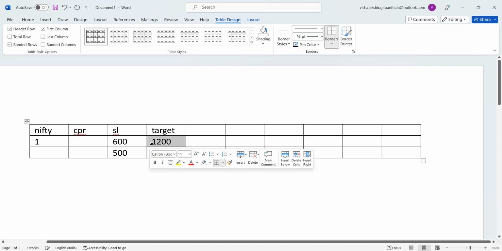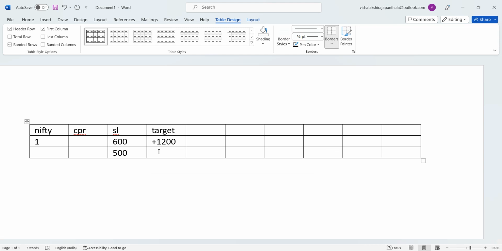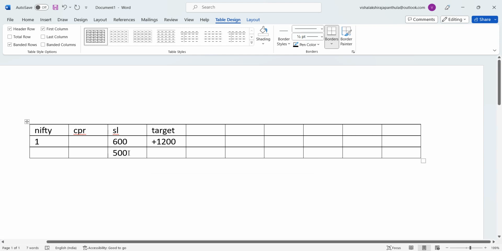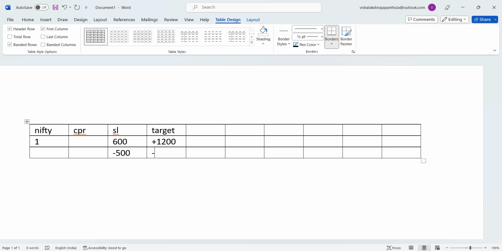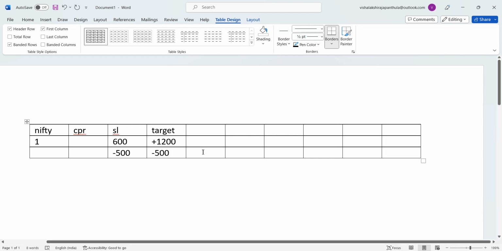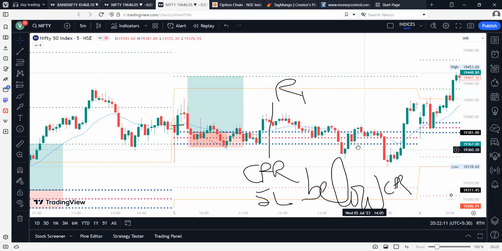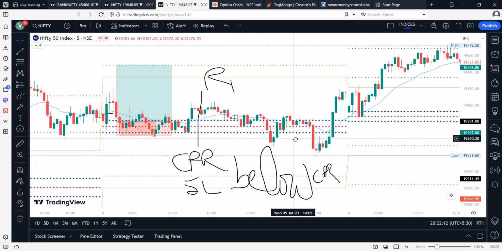This is plus 1200, and this is minus, where is the minus? Okay, minus 500. Let's write down here for simplification purpose, minus 500. Okay, now let's go to the charts. This is the particular way you have to follow the system. This is the way experienced traders trade the market.